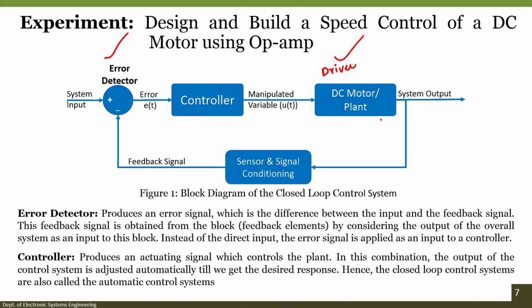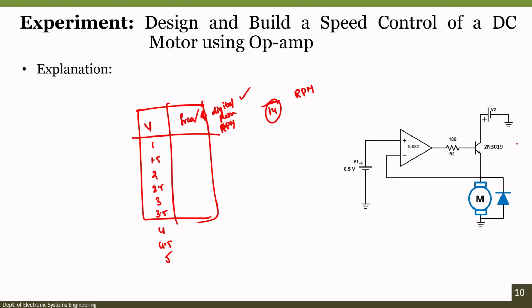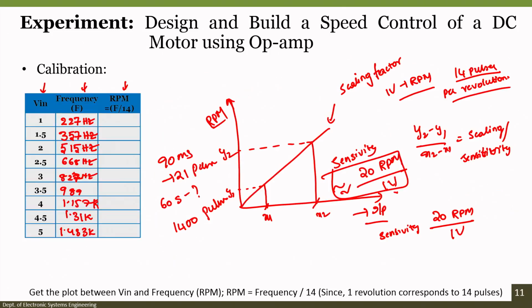Now, the major part is designing a sensor signal conditioning circuit, and interfacing the output of the DC motor to it. One thing is clear: for 1 volt we are getting 20 RPM. So, this part is clear. Let me set it to 0. Okay, I have set it to 0.